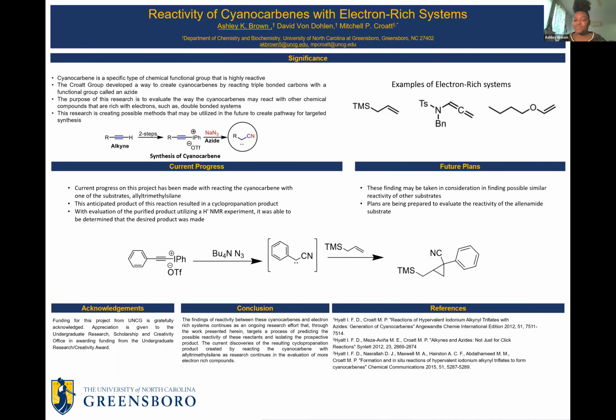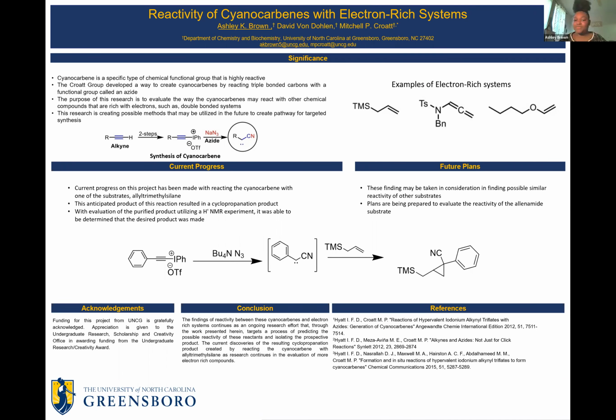So the Croatt Research Lab is an organic synthesis lab where basically we take organic chemical compounds and put them together to react to see if we can create our desired product. The type of chemical compounds that I am evaluating in my studies are cyanocarbenes. The title of my presentation today is The Reactivity of Cyanocarbenes with Electron-Rich Systems.